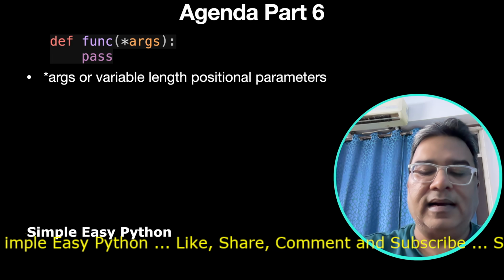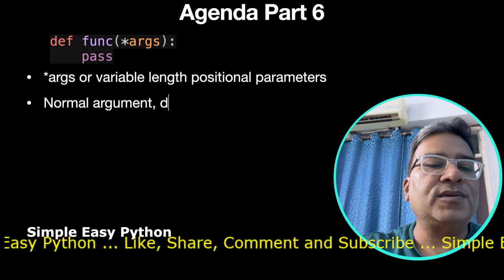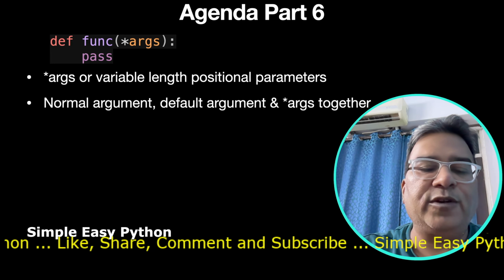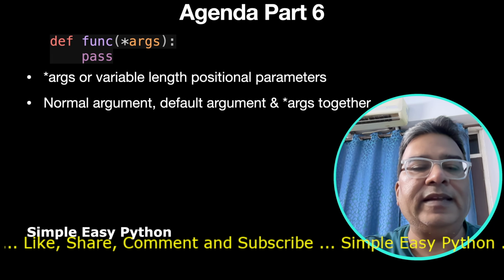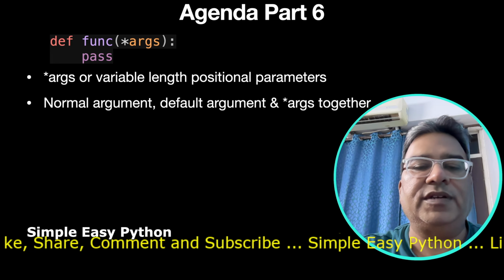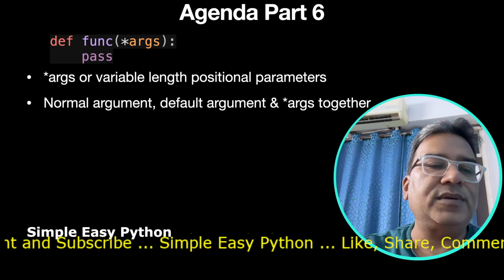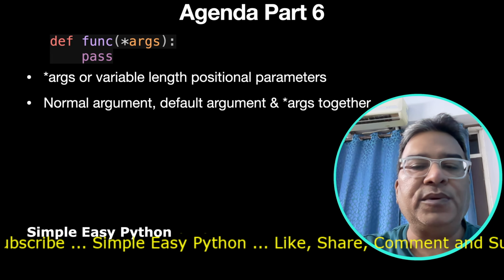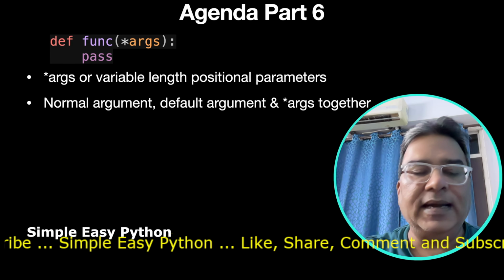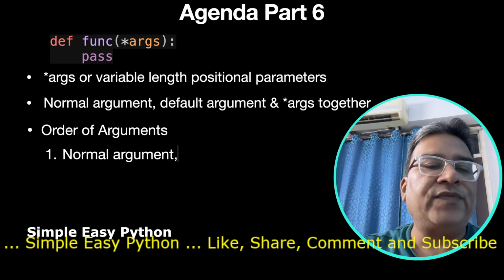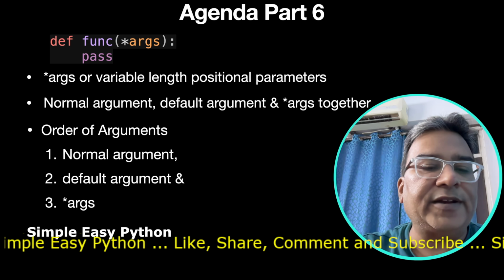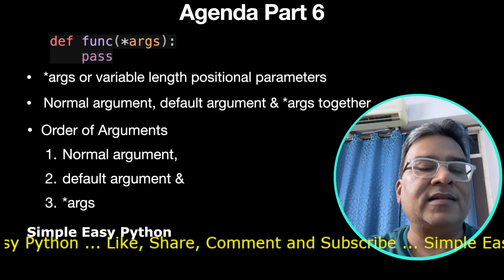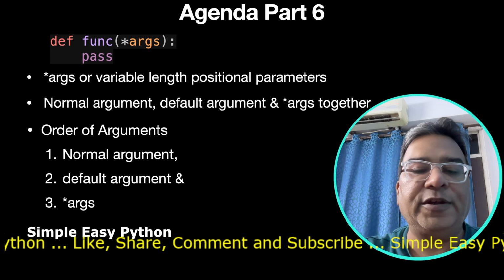Going ahead, we will also see how we can use star args along with the normal and default arguments, which I have covered already in video number 2 in the Python function series. But before we can use normal, default and star args all together, we need to know in which order they must appear. The order is that first comes the normal or positional argument, then the default argument, and finally the star args or the variable number of arguments.